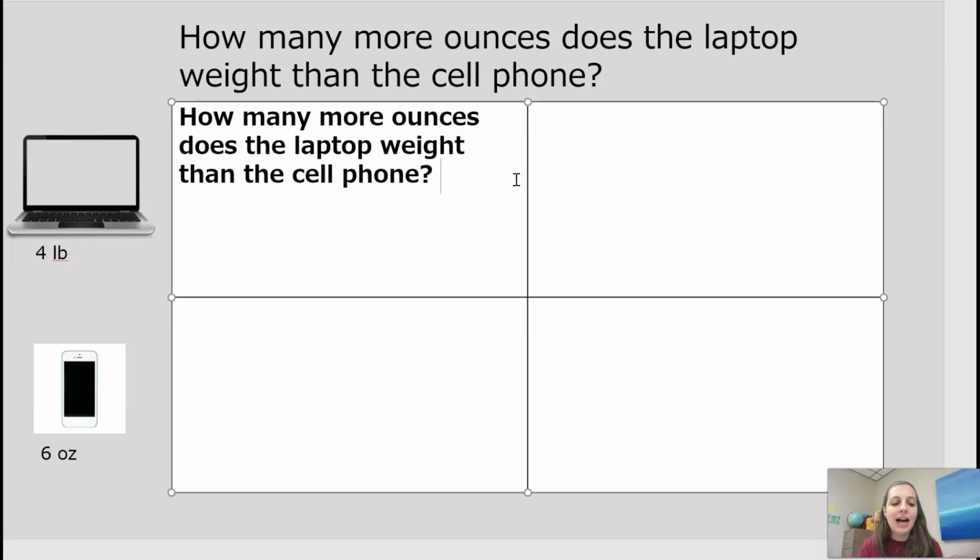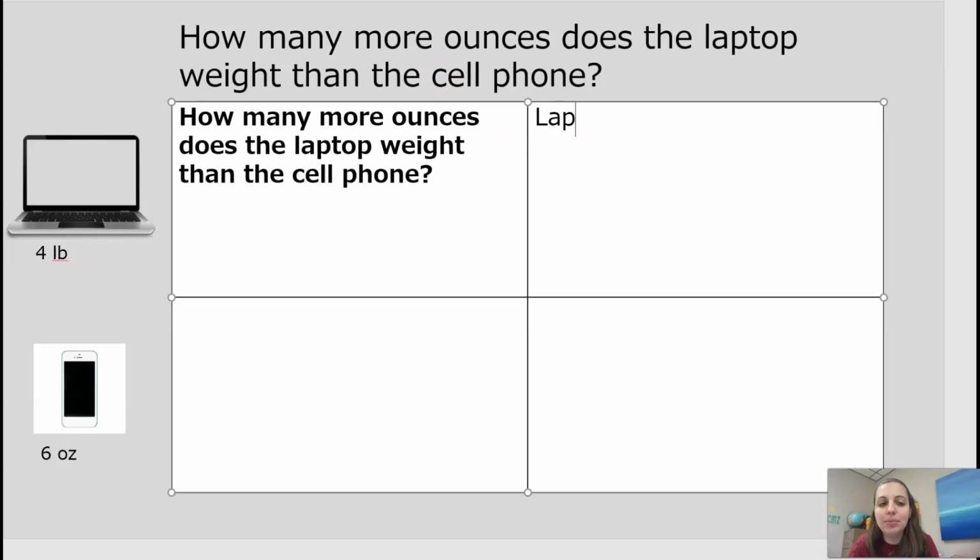Okay, done. I need to understand the question. How many more ounces? What does more mean? More means más, significa más. ¿Cuántas más onzas? Entonces tengo que comparar. How many more ounces does the laptop weigh than the cell phone? It is comparing the laptop, this is a laptop, and the cell phone. This is the cell phone. So what is the important information I have here?